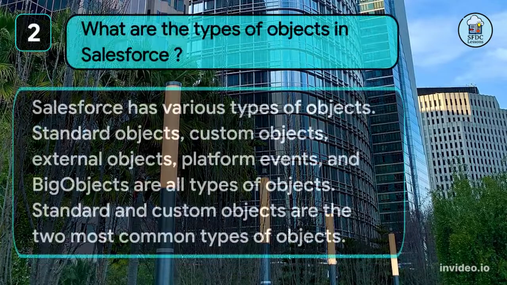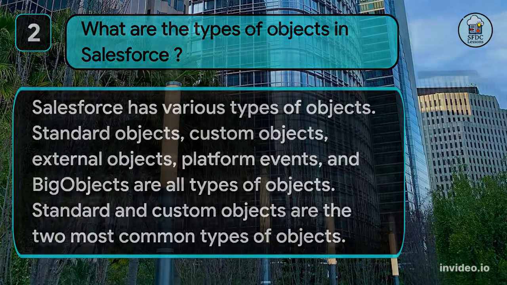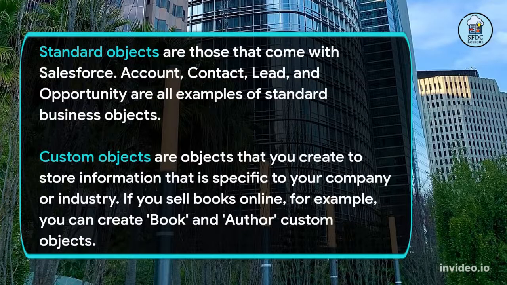What are the types of objects in Salesforce? Salesforce has various types of objects: standard objects, custom objects, external objects, platform events, and big objects are all types of objects. Standard and custom objects are the two most common types of objects. Standard objects are those that come with Salesforce. Account, contact, lead, and opportunity are all examples of standard business objects.